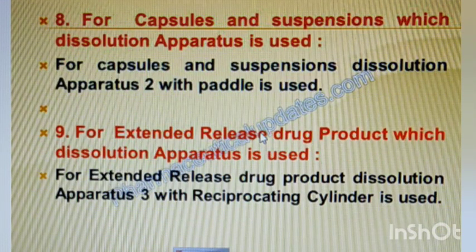For capsules and suspensions, which dissolution apparatus is used? For capsules and suspensions, dissolution apparatus 2 with paddle is used. For extended release drug product, which dissolution apparatus is used? For extended release drug product, dissolution apparatus 3 with reciprocating cylinder is used.